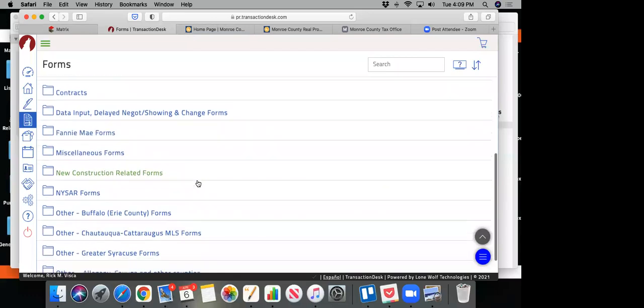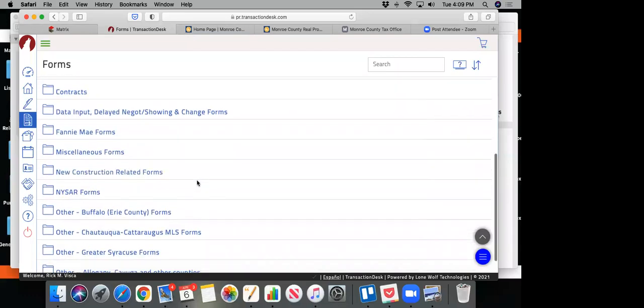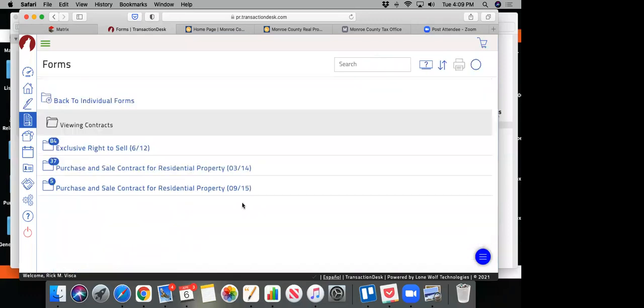So if you need a contract, a listing contract, here's all your contracts, your exclusive right to sell, your purchase offer, purchase and residential contracts.